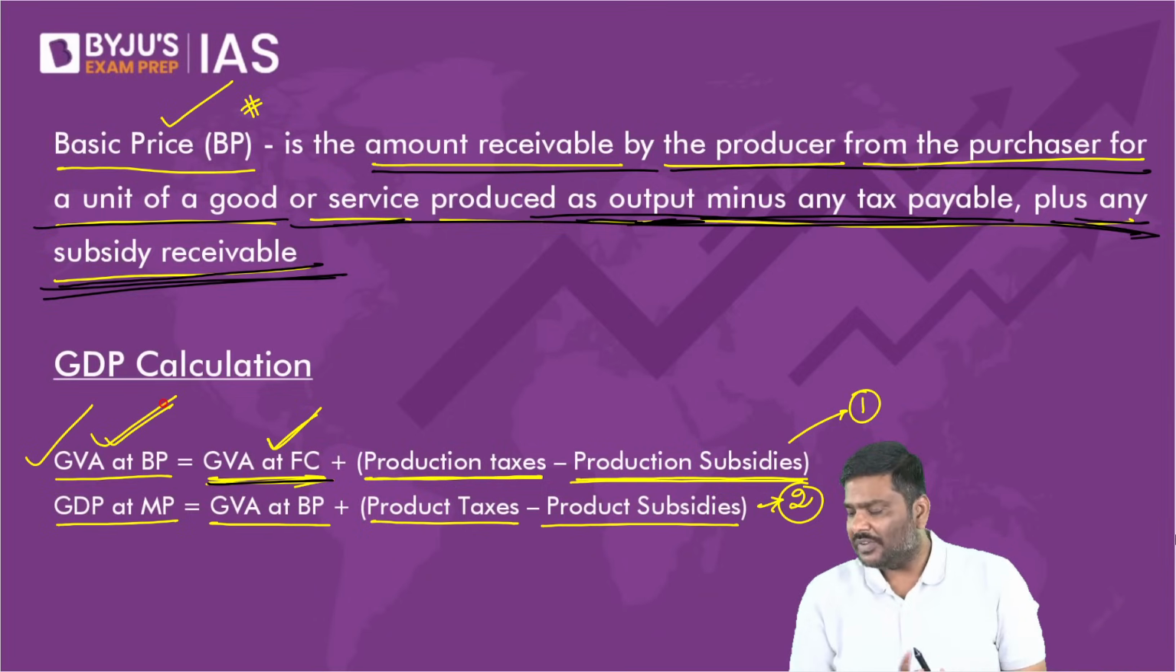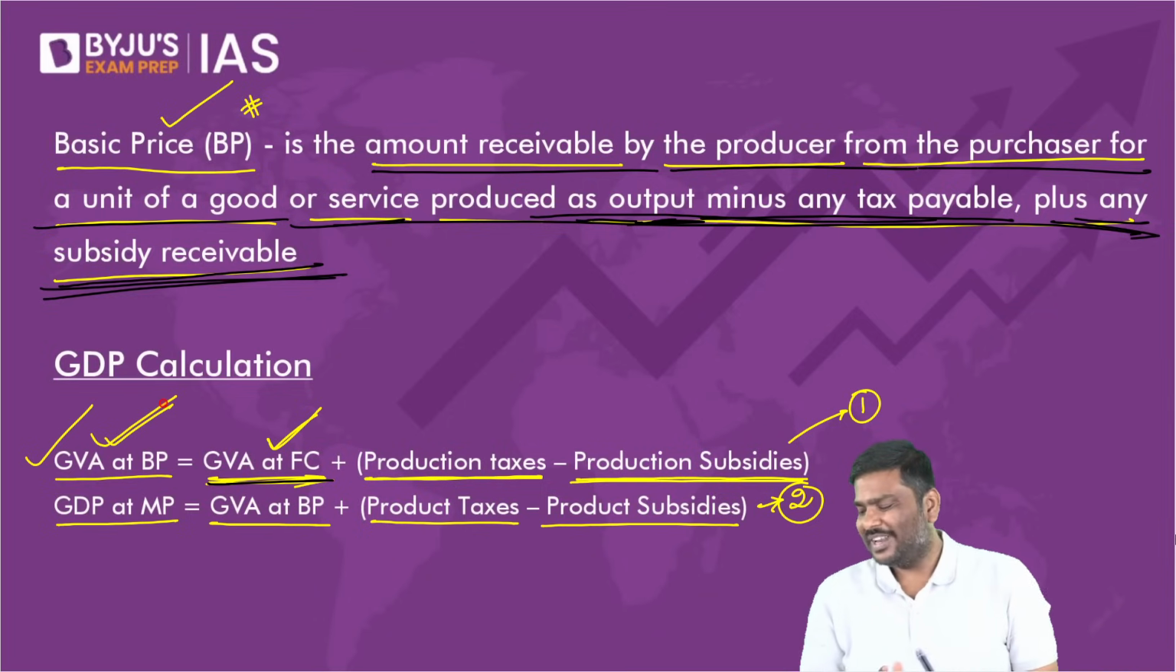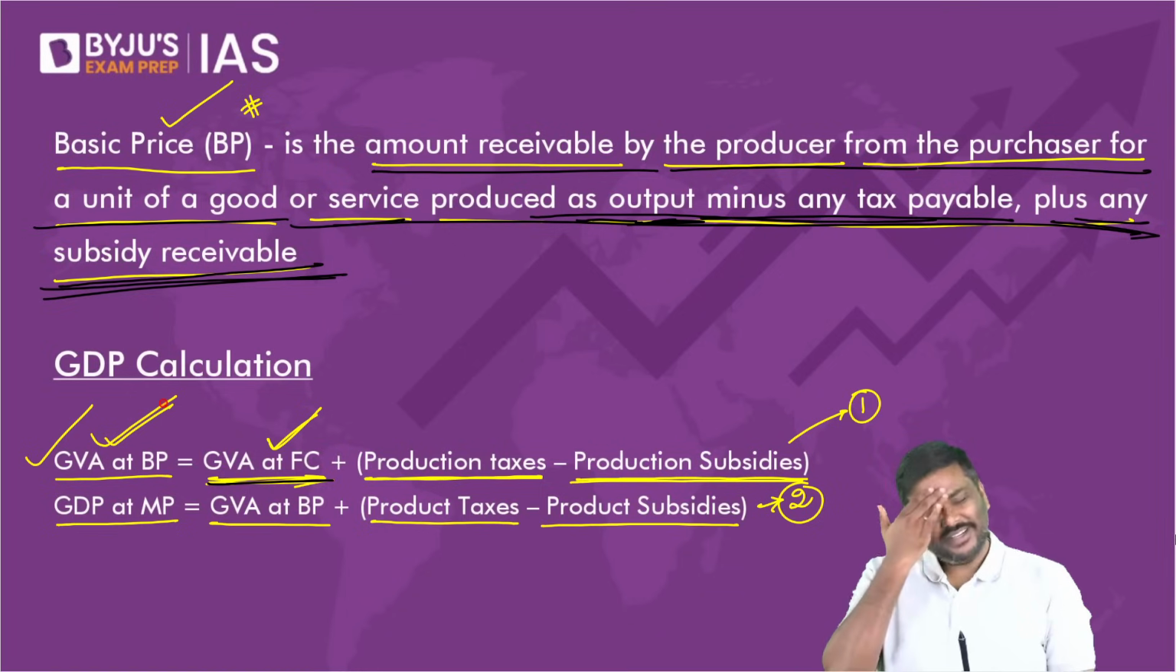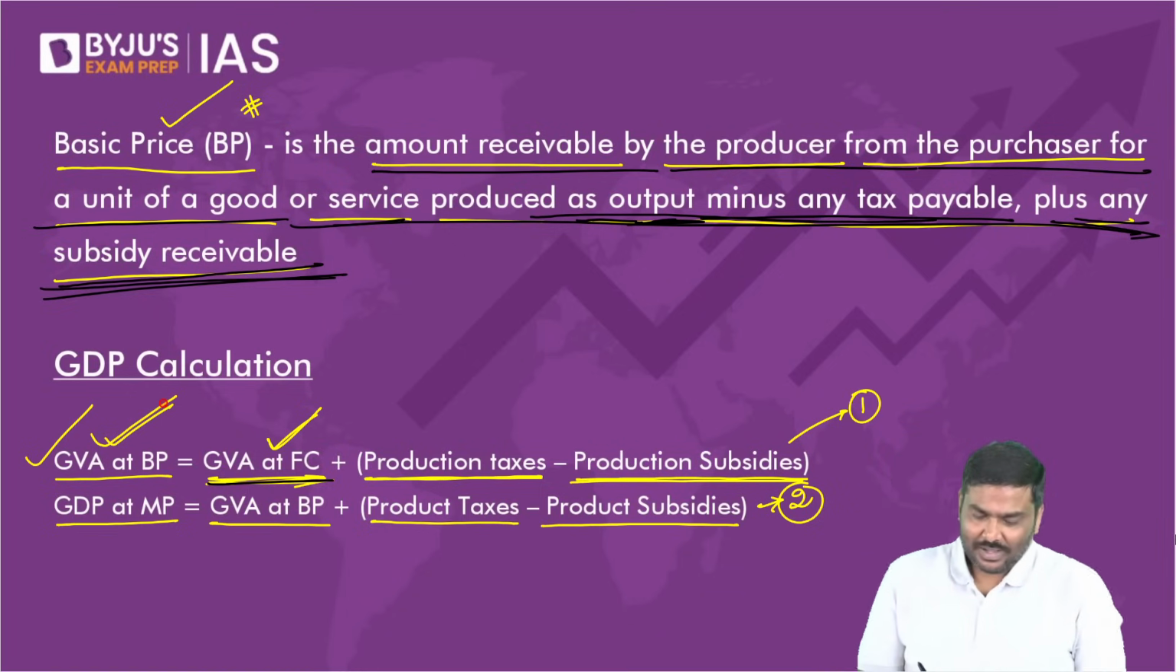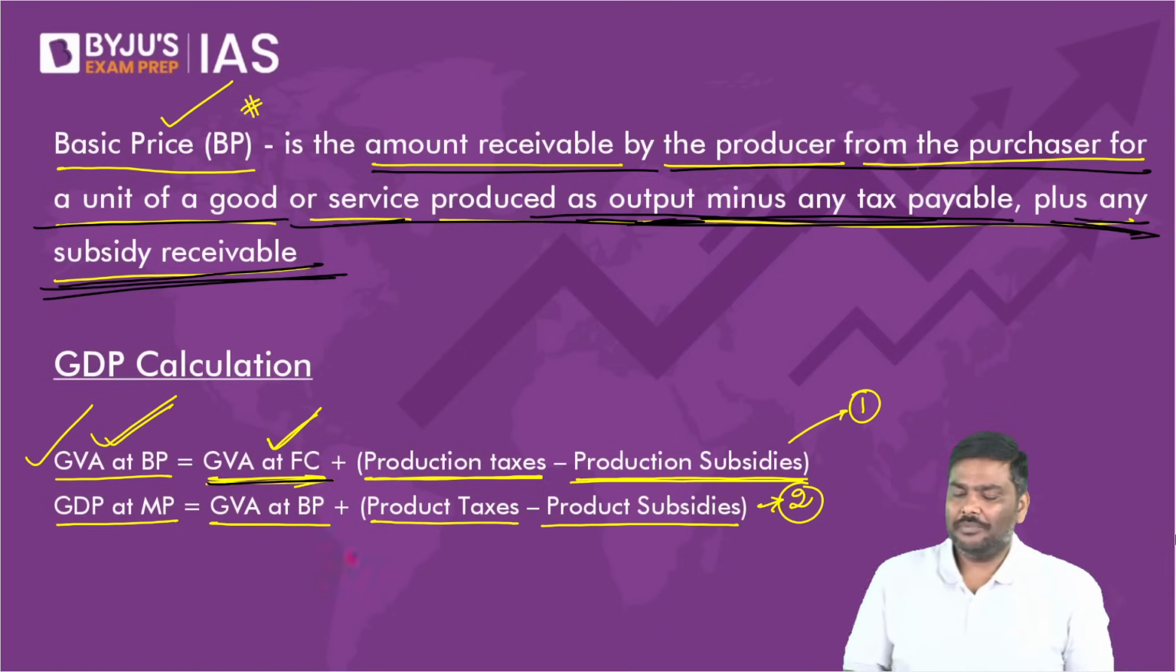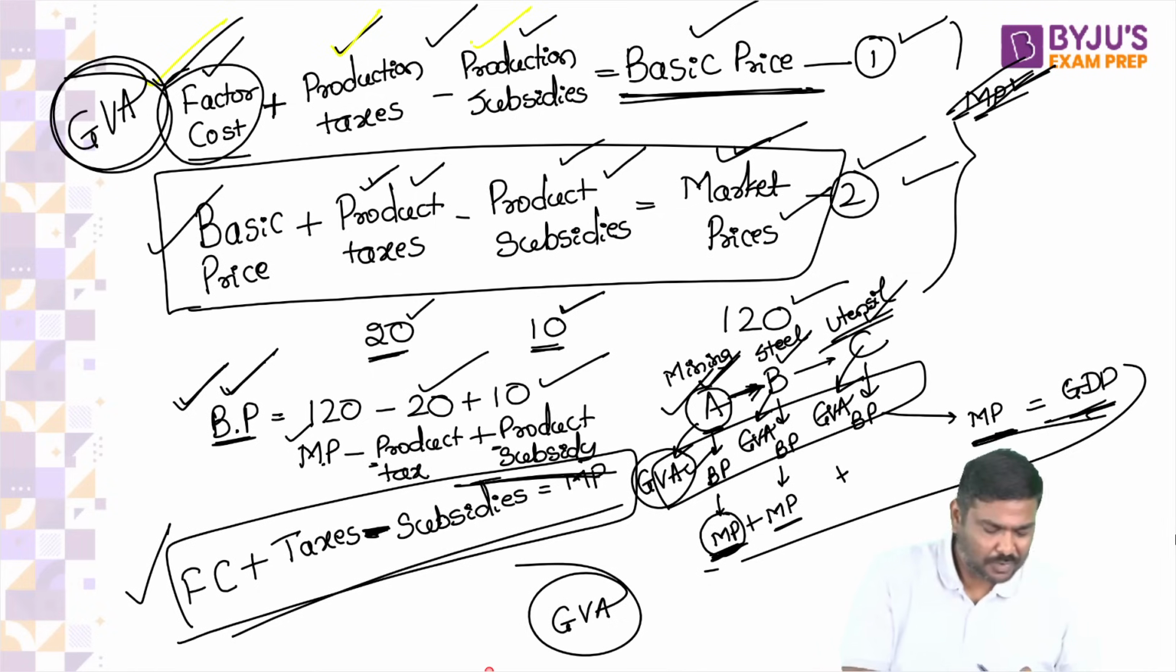Any problem with the formula? What is GVA at factor cost? My dear, you're not listening. That's a problem. The company A has produced certain goods.